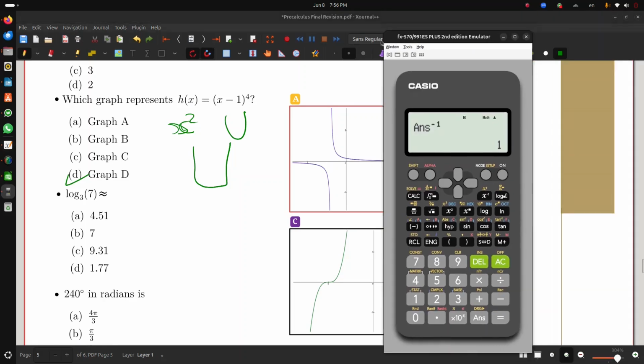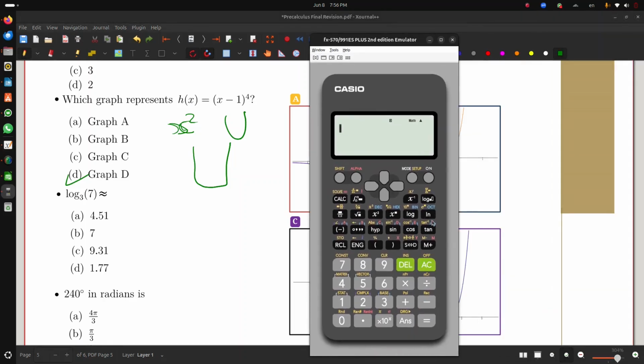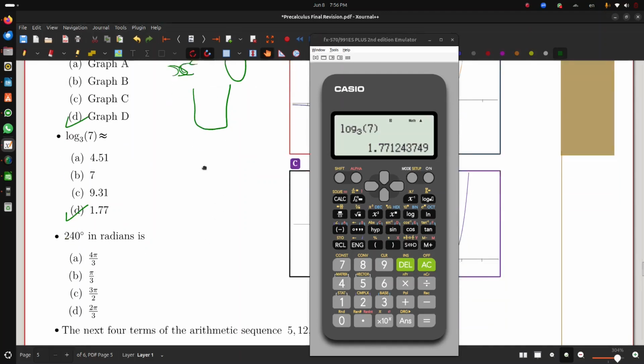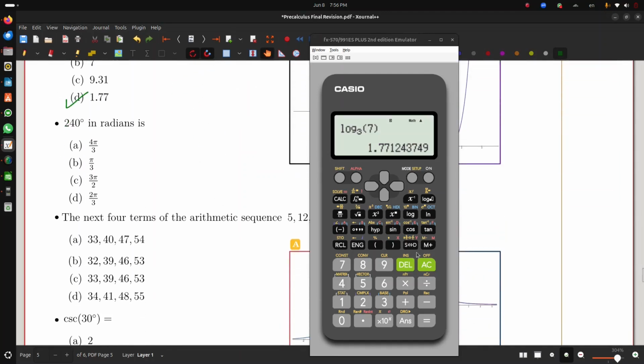Okay, next we need log 7 to the base 3. We agreed on this, we'll choose this one. This is 3, this is 7, and the answer is 1.77. This one.